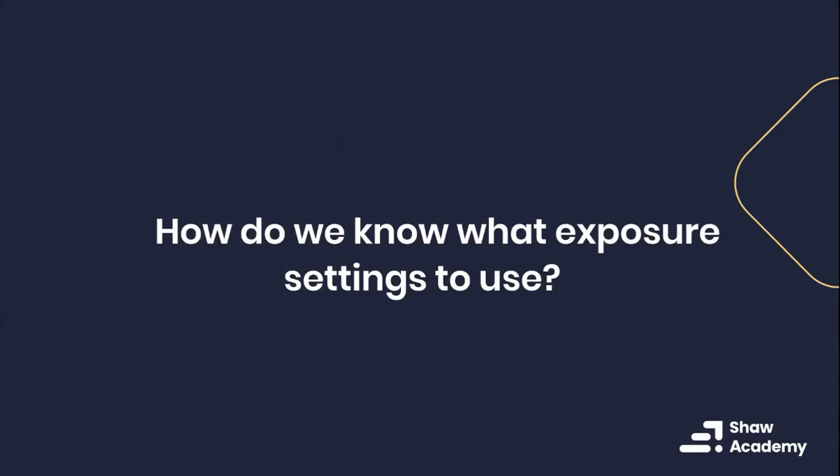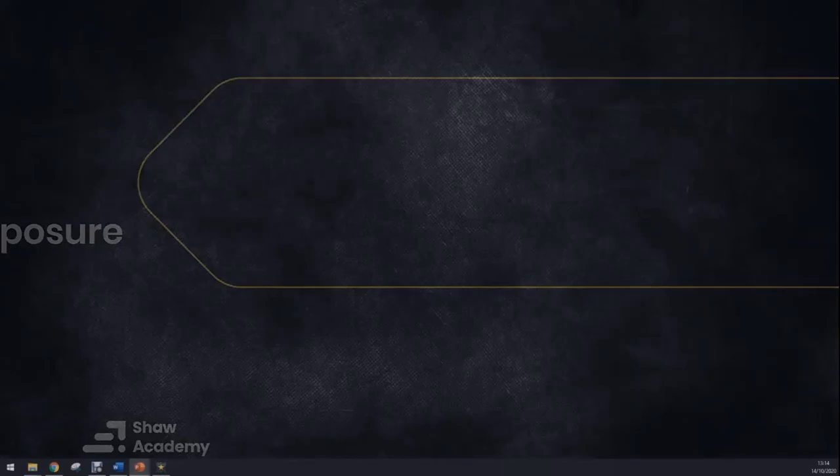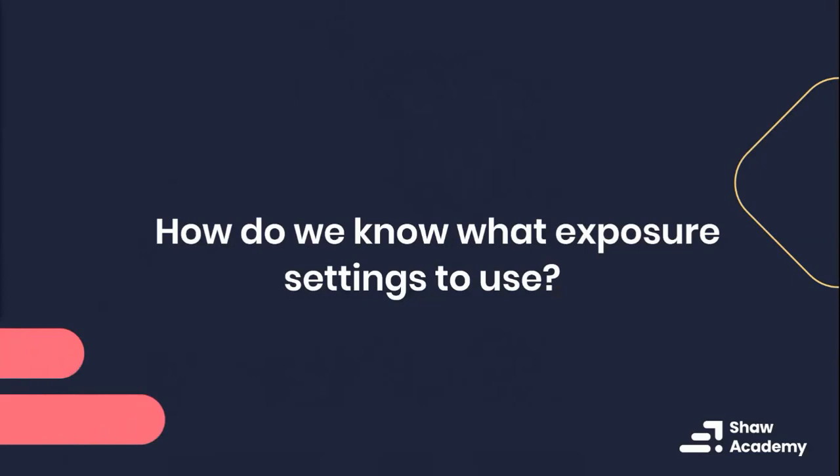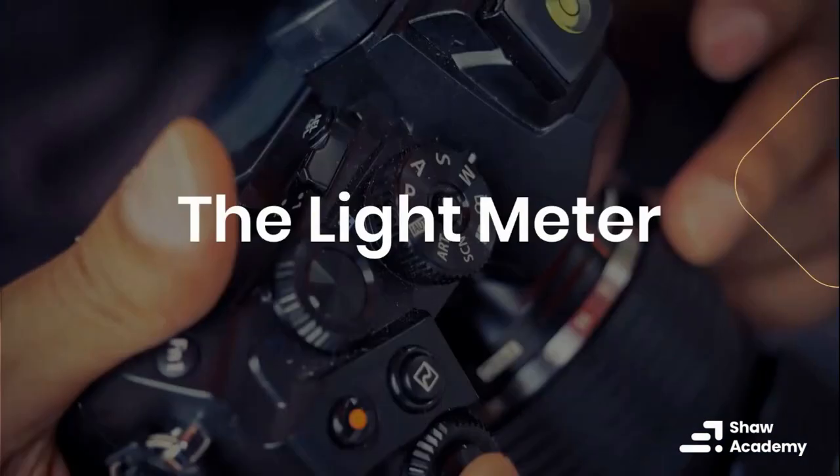Now, with all of this in mind, how do we know what settings we're supposed to use? We now have three exposure settings available to us, two of which have a very creative purpose. We've got our shutter speed, which controls motion; our aperture, which controls depth of field; and our ISO, which controls sensitivity. How do we know where to start and what settings to use? Well, first of all, you need to determine what mode you're going to shoot in.